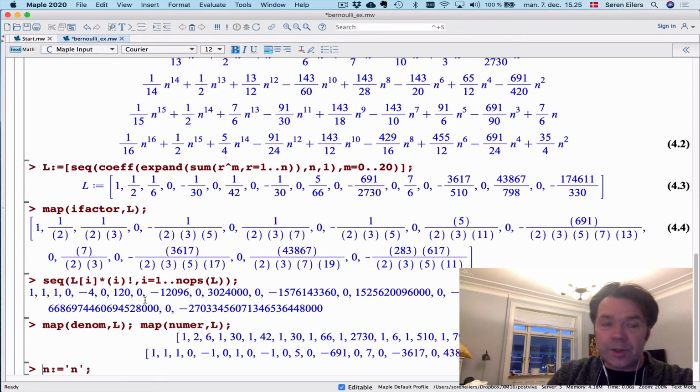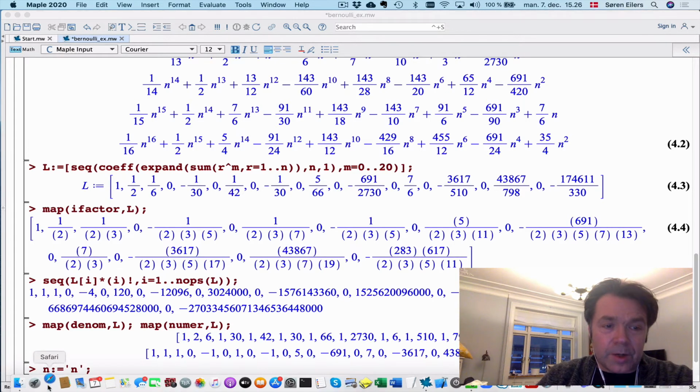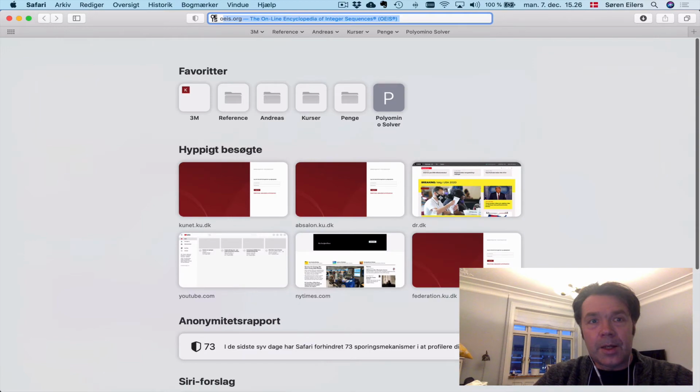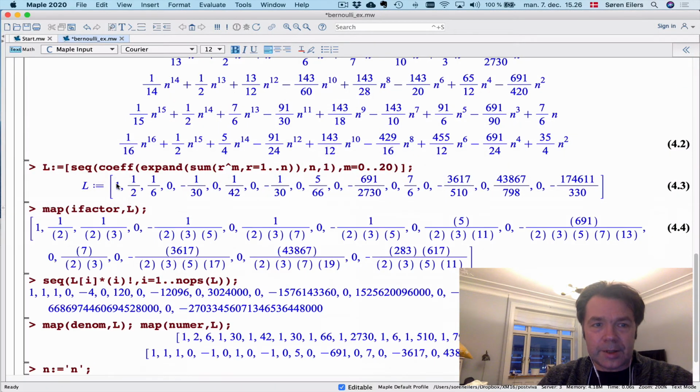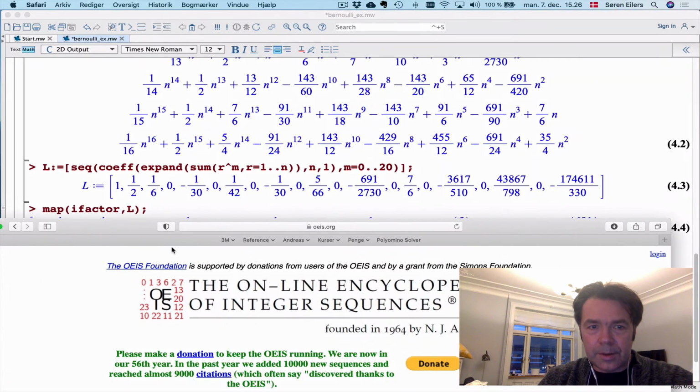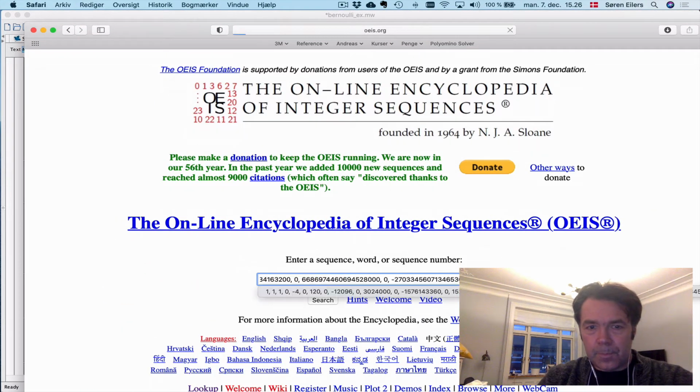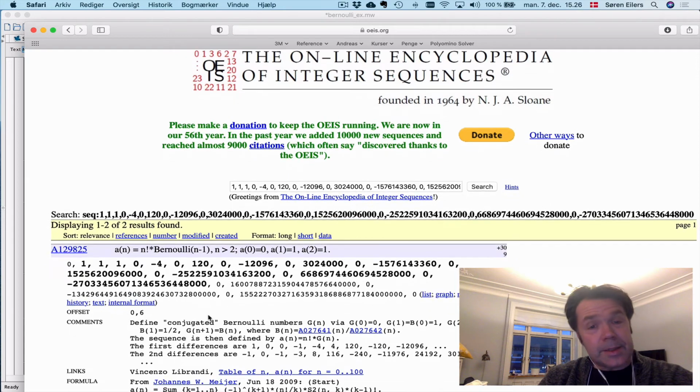I could also do another thing, which is perhaps a little bit naive. I could just simply say, if I have a fraction, then let's look at the numerators, let's look at the denominators, and see if they give me some hits in the online encyclopedia. So I can go to the online encyclopedia and feed this in. I will take my data that I just generated before, and feed it in here. And I get a hit.